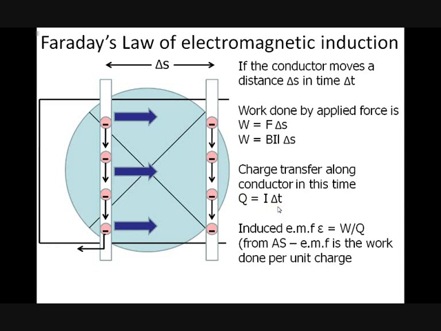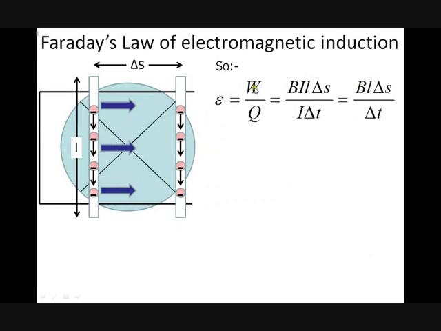And induced EMF, if you remember from AS, EMF or voltage, if you want to call it that, is the work done per unit charge. So it's W over Q. So it's how much energy is transferred by how much charge. E equals work done per unit charge. So our work done was BIL delta S, and our charge is I delta T. Straight away you can see the I's cancel.